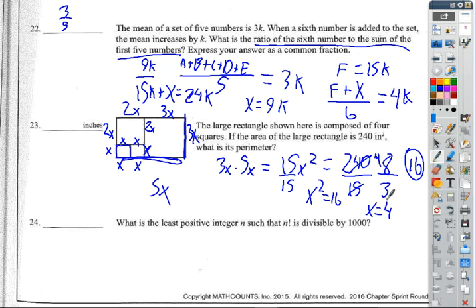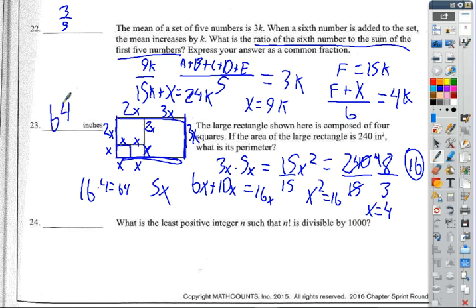So now it's asking for the perimeter. So you know that the height is 3x on both sides. So both of the heights added will give you a total of 6x, and then the two widths are each 5x, so that's another 10x. So you get 10x plus 6x is 16x. So 16x is the perimeter, x is 4. 16 times 4 equals 64, and that is your answer, 64 inches.